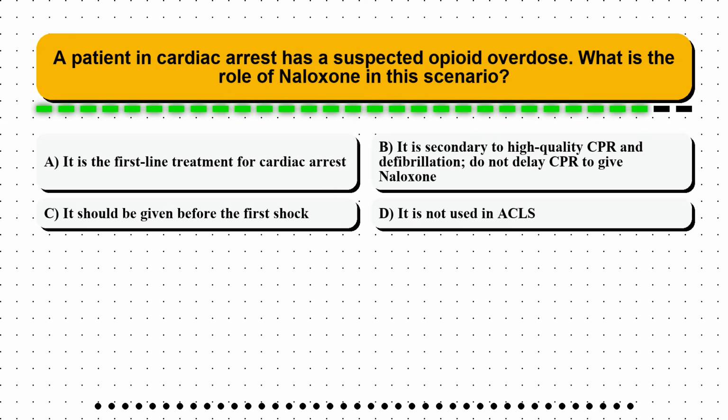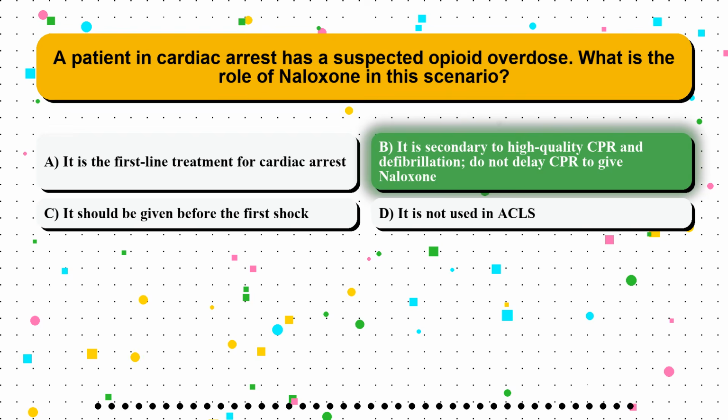Question 4. A patient in cardiac arrest has a suspected opioid overdose. What is the role of naloxone in this scenario? Option A. It is the first-line treatment for cardiac arrest. Option B. It is secondary to high-quality CPR and defibrillation. Do not delay CPR to give naloxone. Option C. It should be given before the first shock. Option D. It is not used in ACLS.